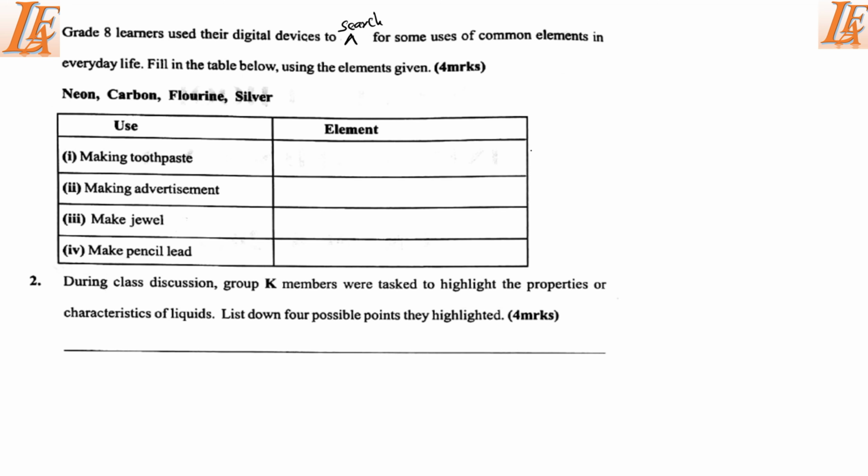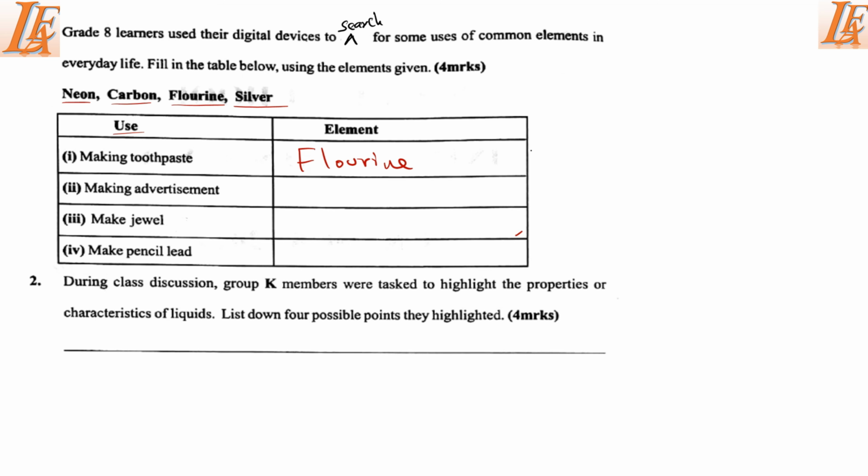So we have been given 4 elements here. The first one is neon, second one is carbon, third one is fluorine, and then the fourth one is silver. So we have been given a use, then we are expected to identify the element which is used amongst the 4 elements that we have been provided. So the first use is that it's used in making toothpaste. In making toothpaste, we use an element which we call fluorine.